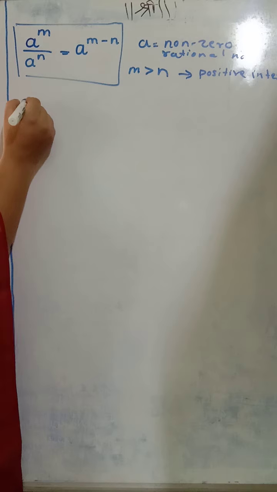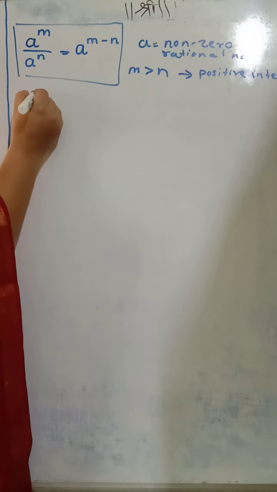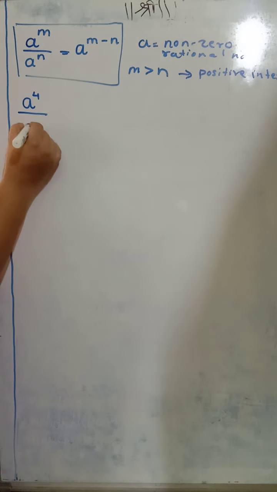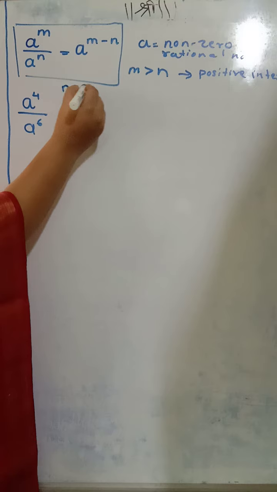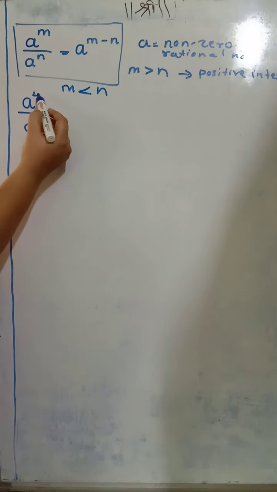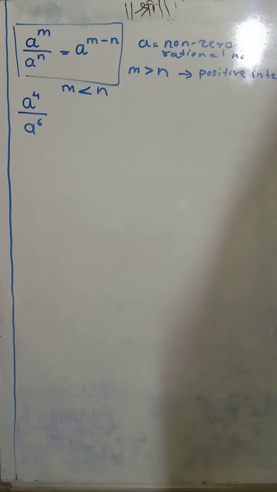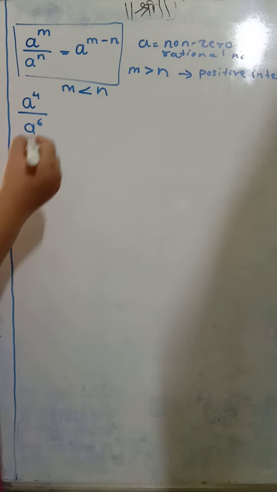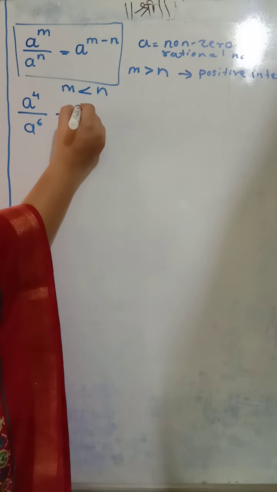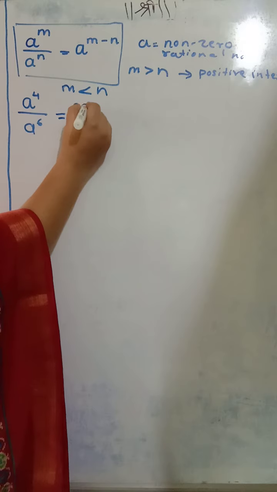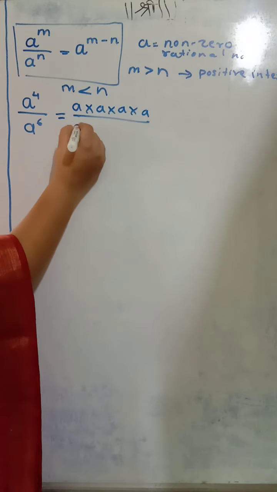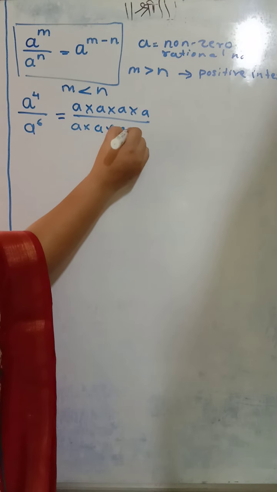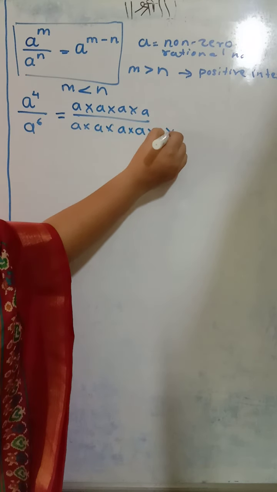But now children, if I take A raised to 4 divided by A raised to 6, can we divide this? Now what is happening in this condition? M is less than N, means M is small, N is greater. Then can we do division? We'll check whether we can do it or not. A raised to 4 means, will we write A 4 times? Yes. And A raised to 6 means, are we going to write A 6 times?